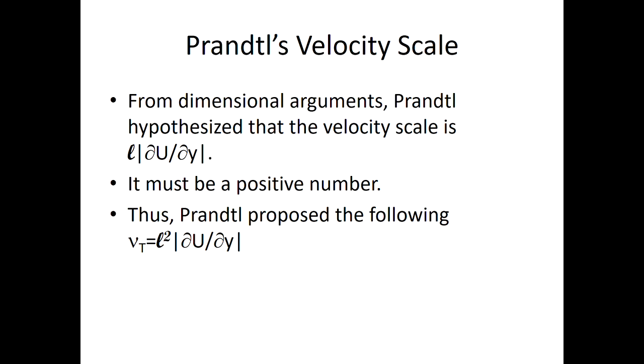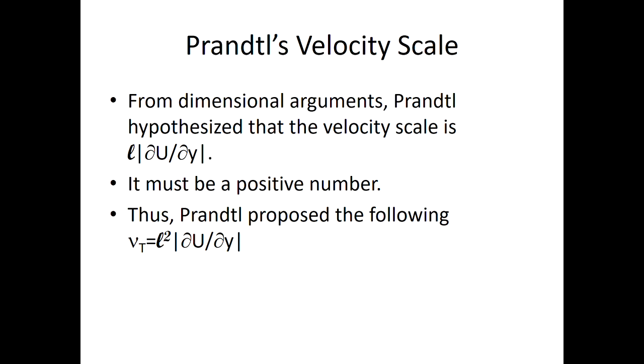Notice I put an absolute sign. That's because whether this gradient is positive or negative, the eddy viscosity will always be positive. That's why we put the absolute bar. But in turbulent flow over a flat plate, we know that du dy is not negative. Therefore, in our subsequent slides, we will just call it du dy.